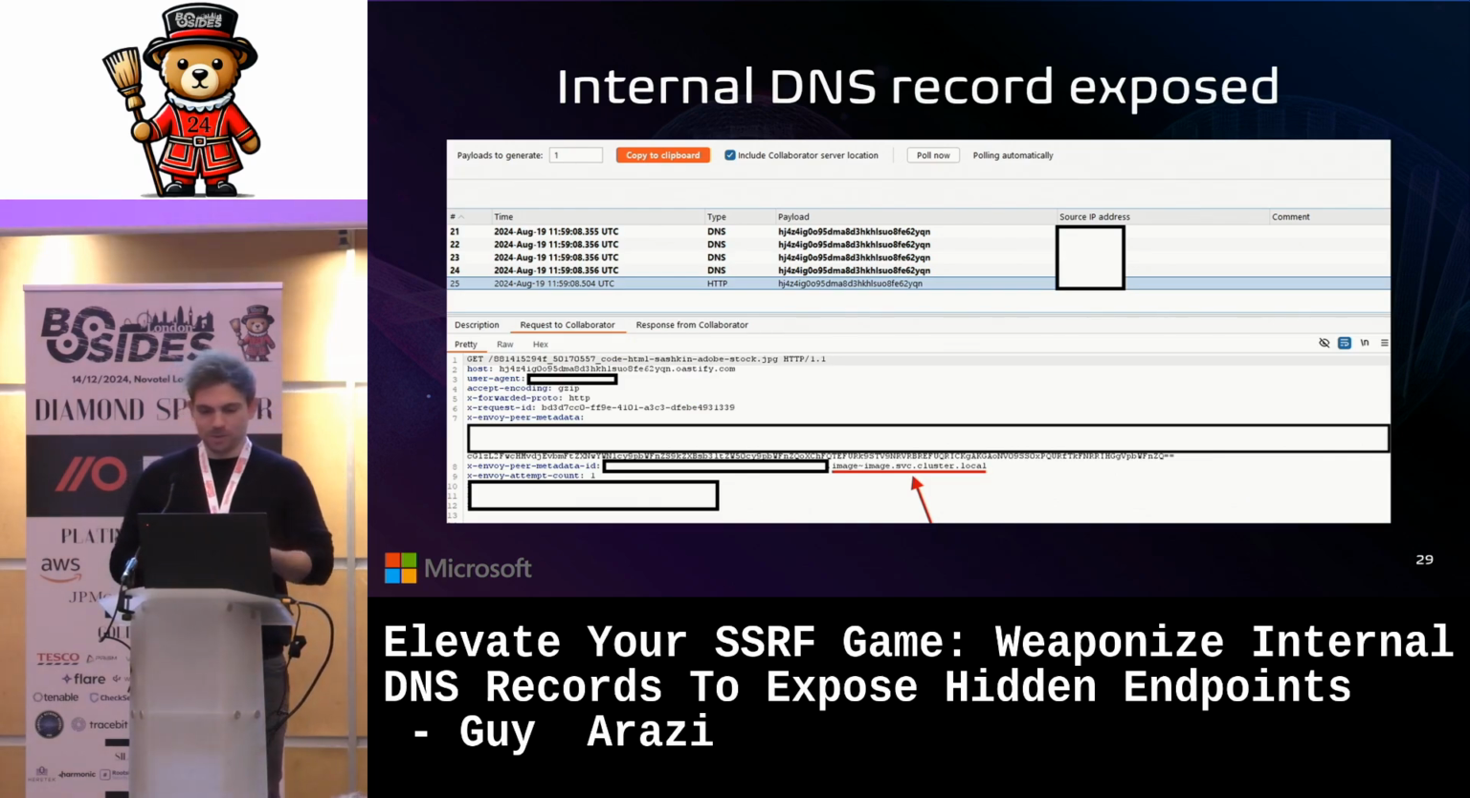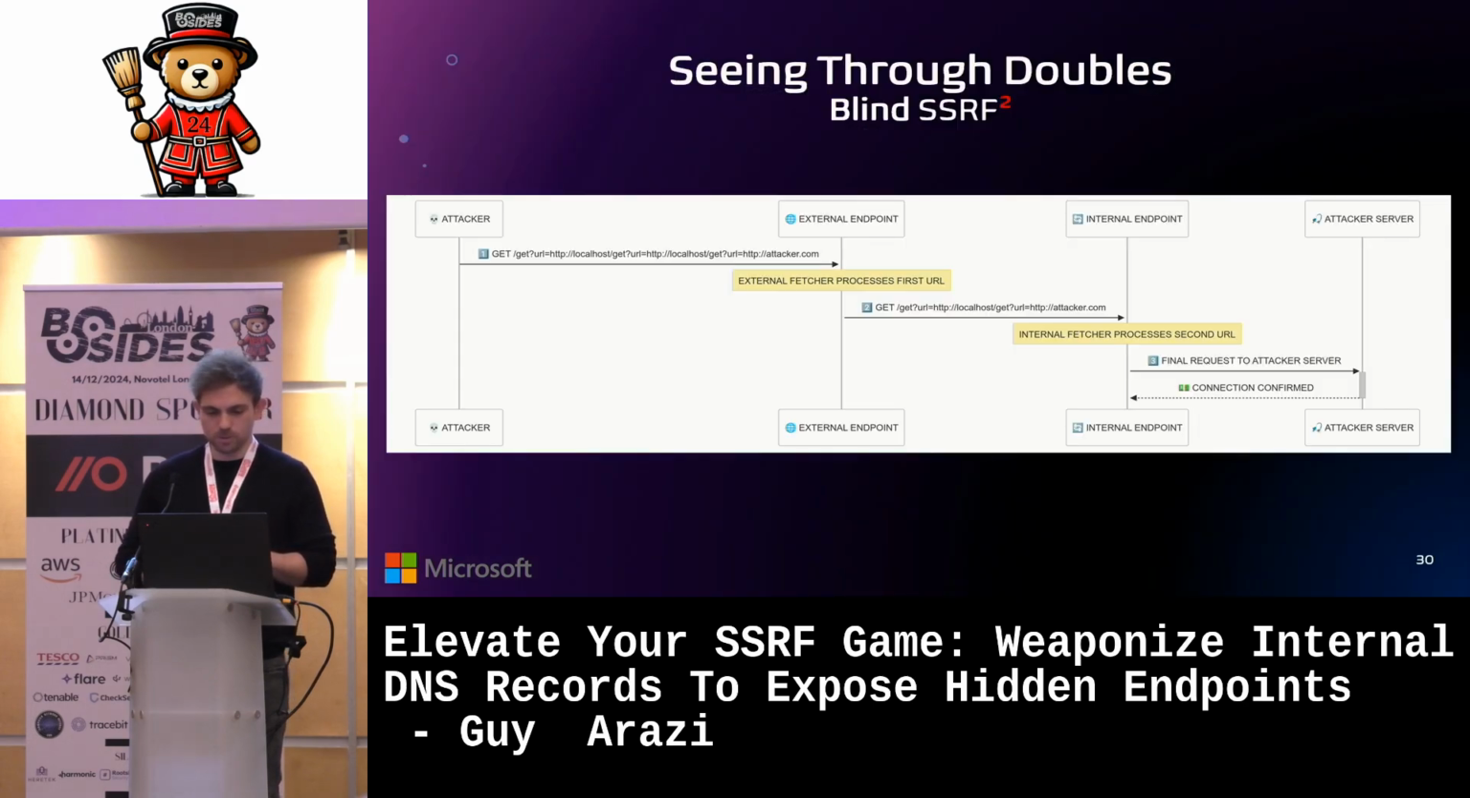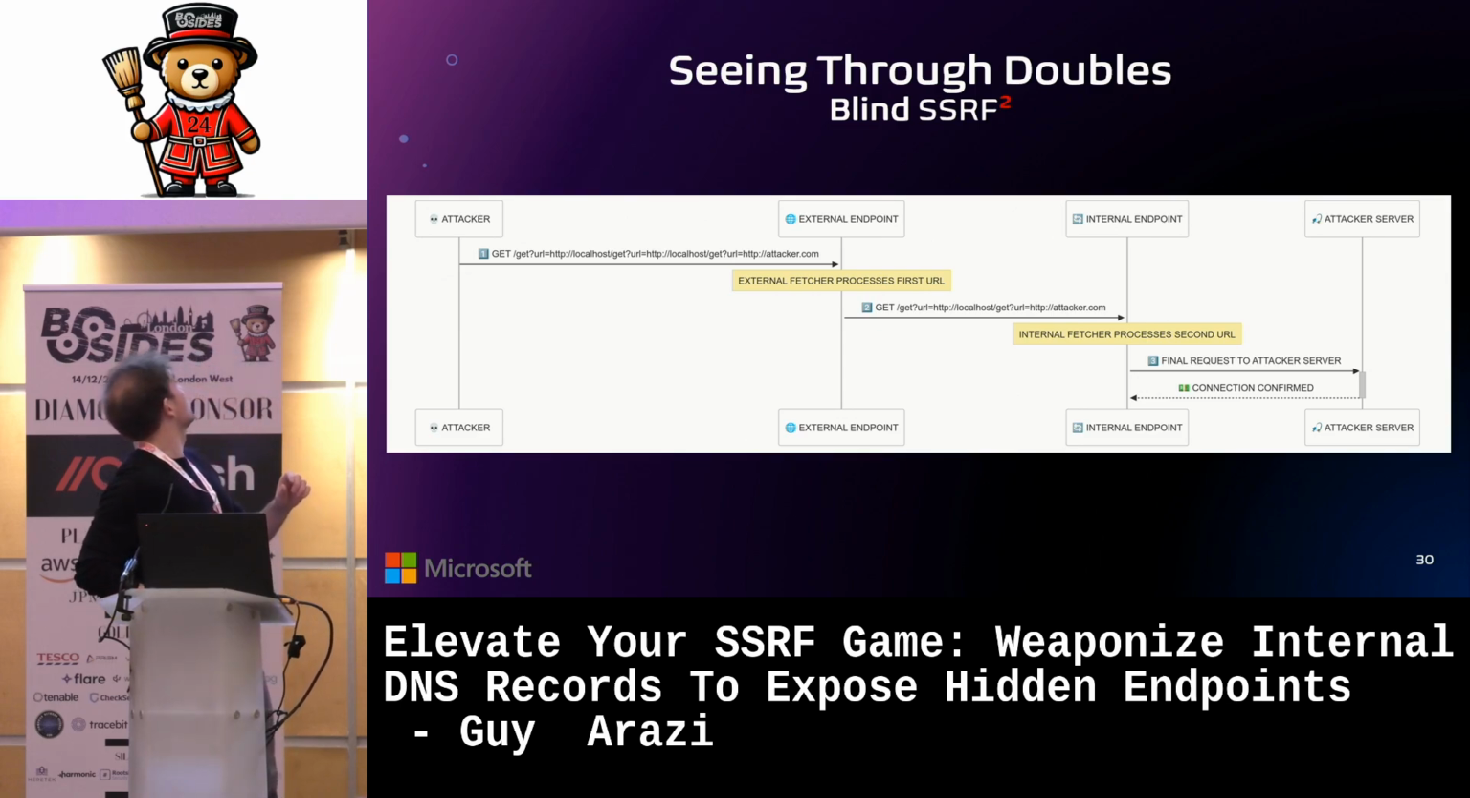So I did the same trick, tried to fool the API to give me their internal DNS record, which exposed a Kubernetes DNS record, and allowed me to essentially use the same primitive and access it twice in order to fetch an endpoint, that you will see in a minute, that was completely blocked from the outside.